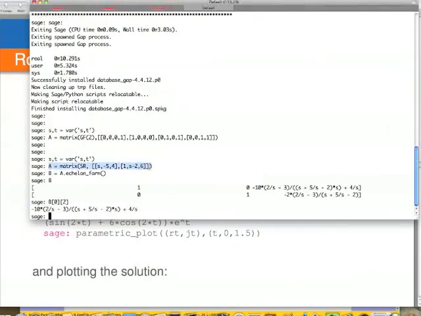Here's the matrix that we had before. Type echelon form. You can see the echelon form is pretty messy. It's this 2x3 matrix, but it's kind of on the messy side. It's got this identity block here in the beginning, but then there are these messy coefficients here.